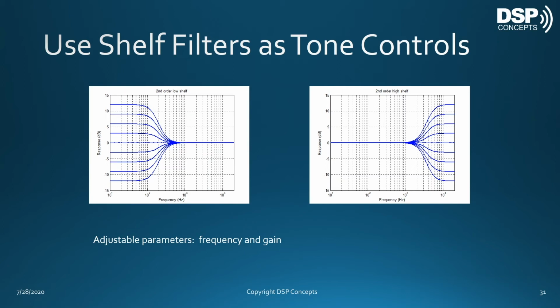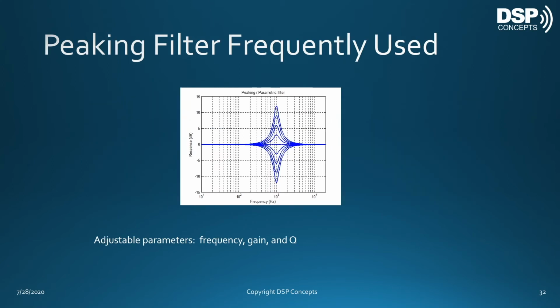So on the left, you have a low shelf. You specify the frequency and then the gain to apply. And on the right, you have a high shelf. And again, you specify the frequency and the gain. Another very commonly used filter type is the peaking filter. So you specify frequency, gain, and Q. And so you can accentuate or attenuate different frequencies in the spectrum.